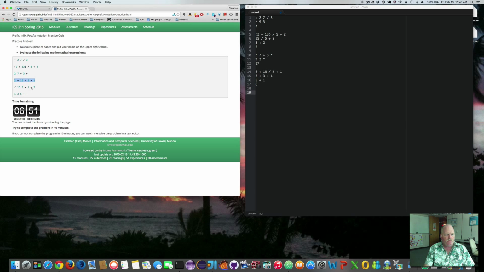Now we have another prefix. So we look at the operator, and we go take the next two operands and do the thing. So we're doing 15 divided by 3. So we would get the result 5, and then we push that onto the operand stack.